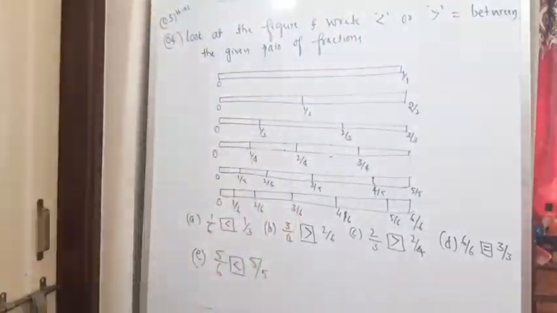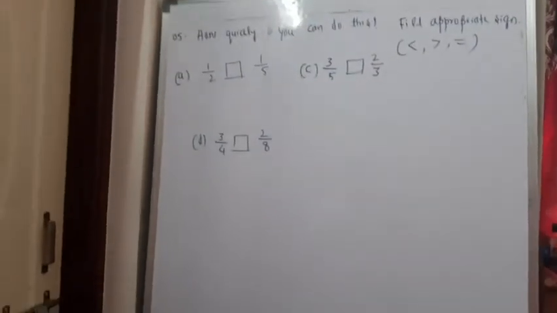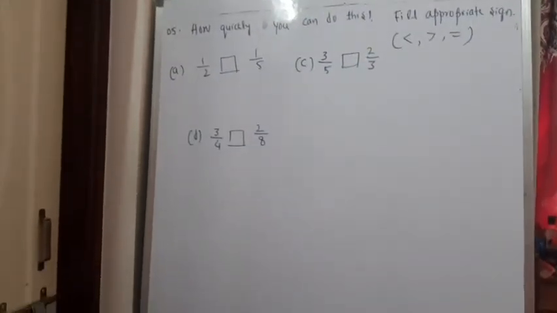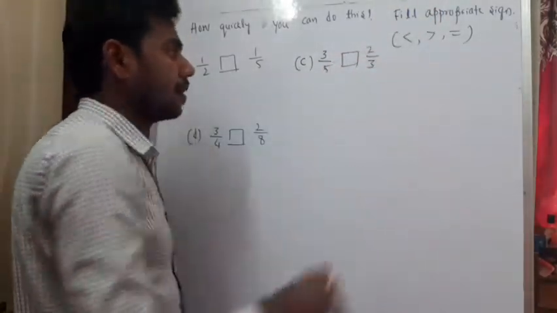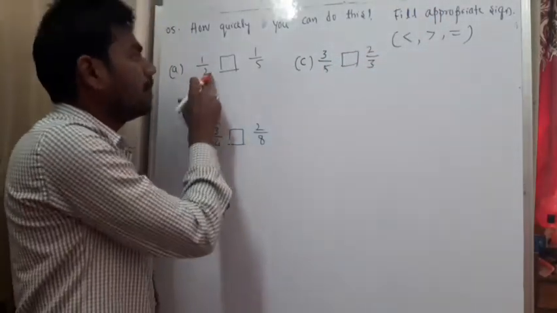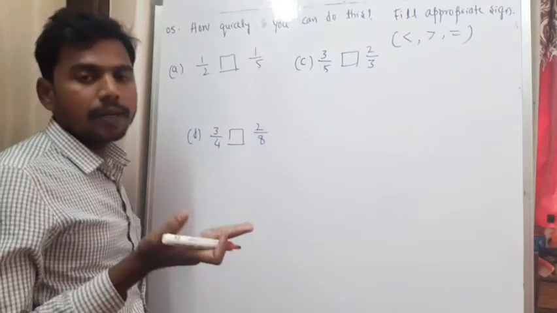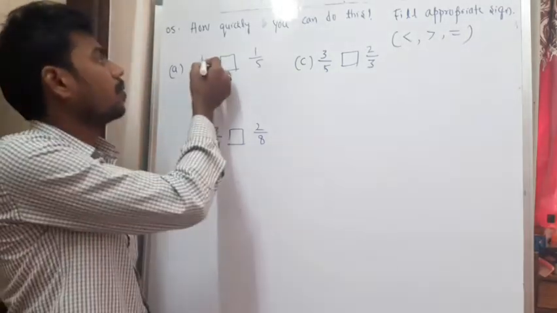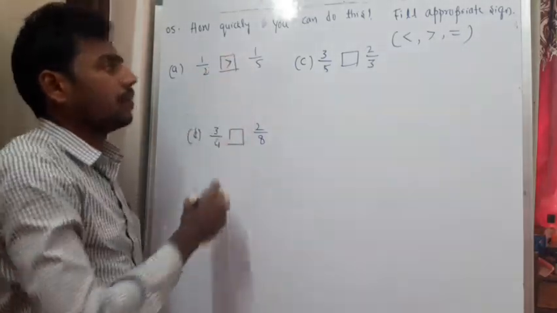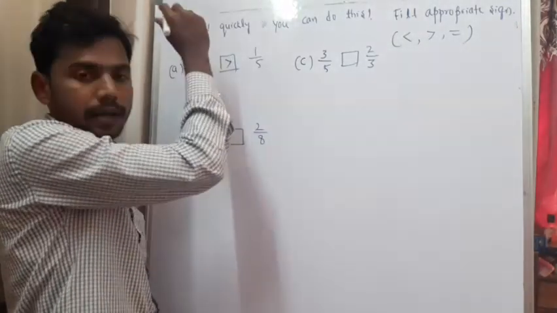So fifth question. How quickly you can do this? Fill appropriate sign. Okay, we need to fill the appropriate sign in the given box. So 1 by 2, 1 by 5. Numerator is same. We should look for the denominator. Denominator with a smaller number will be the greater value. So 1 by 2 is obviously greater than 1 by 5 because numerator is same. So 2 is lesser, the value of this will be greater.